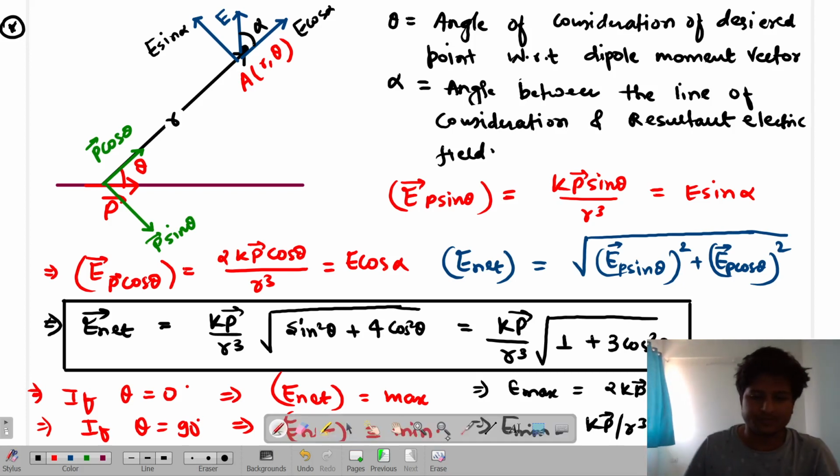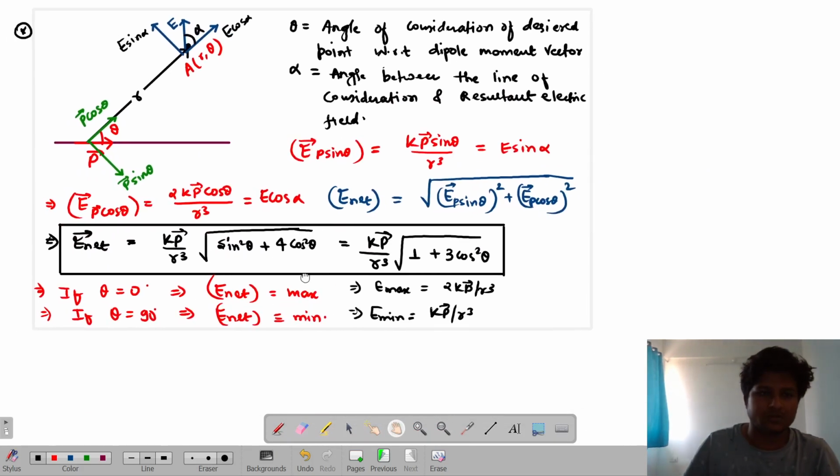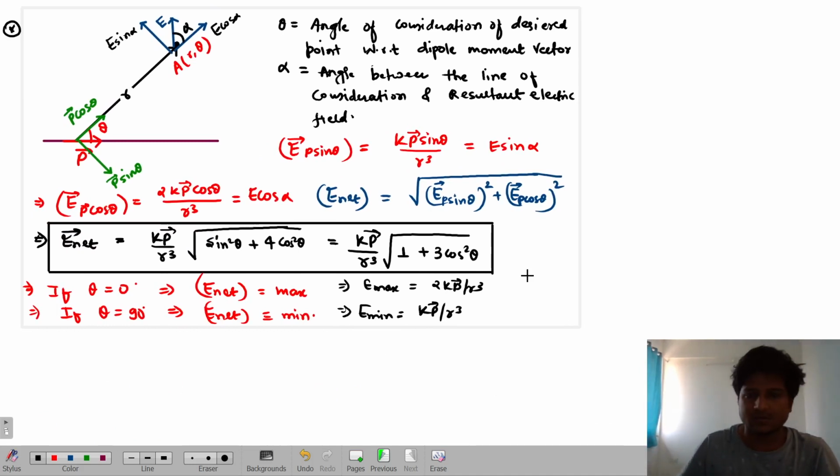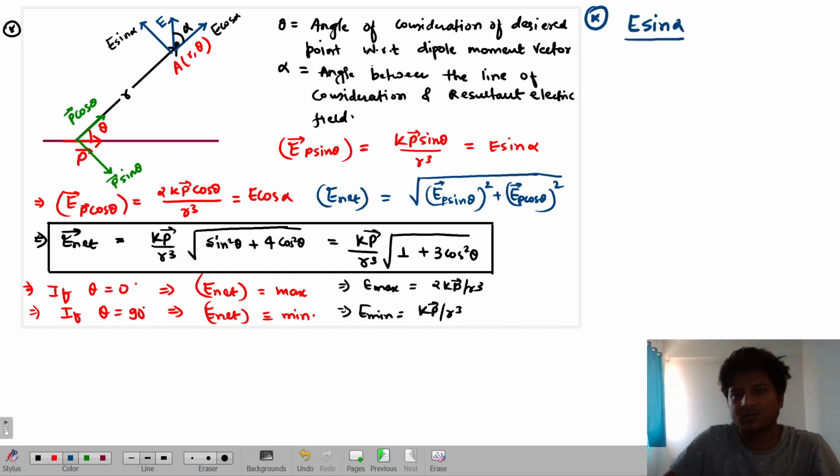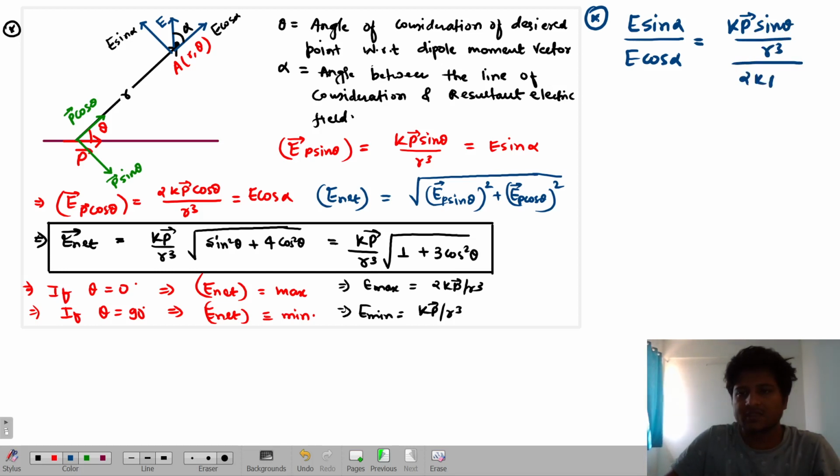Now look over here. So I got this relation, so I got my this electric field, isn't it? But there should be some relation between alpha and theta also or not. So look over here. I can just write E sin alpha by E cos alpha, and that is exactly equal to Kp vector sin theta by r cube by twice Kp vector cos theta by r cube.